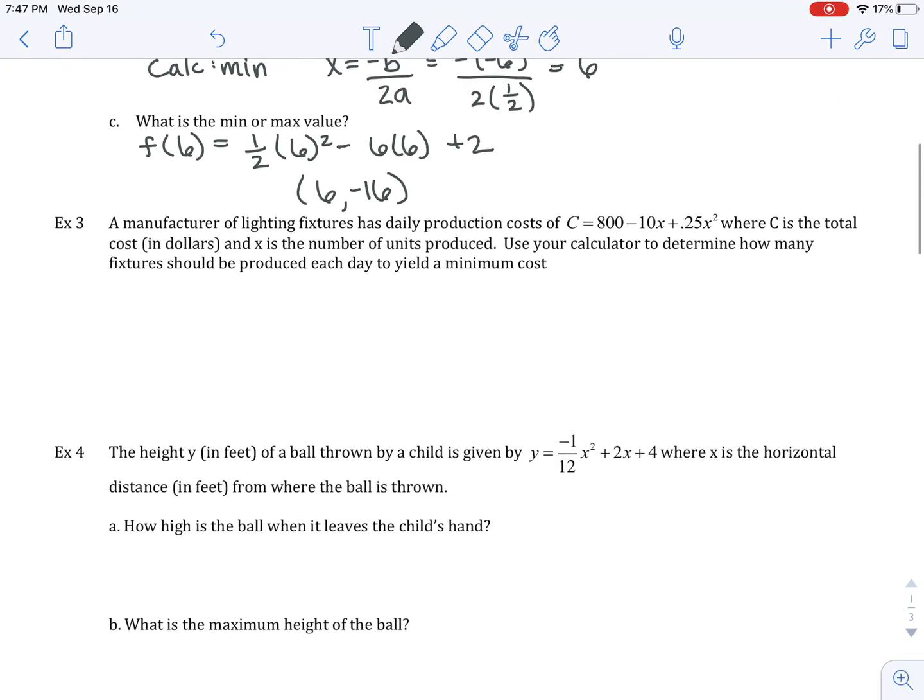Example 3. A manufacturer of lighting fixtures has a daily production cost of that equation, where C is the total cost in dollars and x is the number of units produced. Use your calculator to determine how many fixtures should be produced each day to yield a minimum cost. I'm already telling you that you should be having a minimum when you graph this, okay? So step 1 is I would plug this into my calculator, right? So in Y1, you should be plugging this into your calculator as I speak.